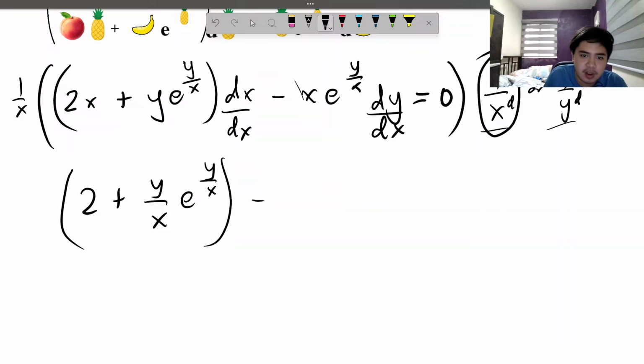Next part, x times 1 over x is just 1, so we don't need to write that down. e to the y over x, though, we need to write that down. And dy over dx is y prime, equals 0.